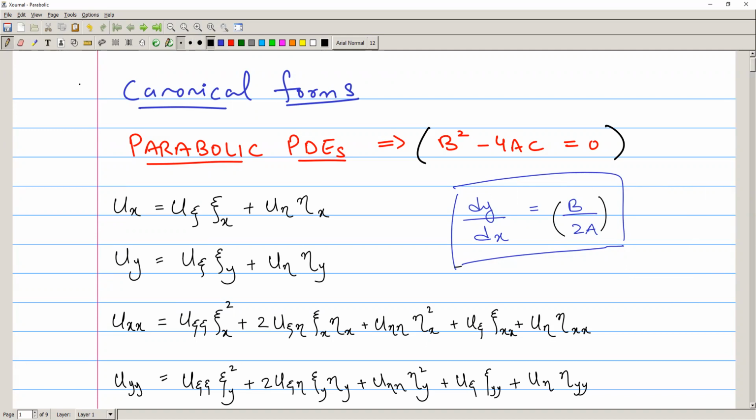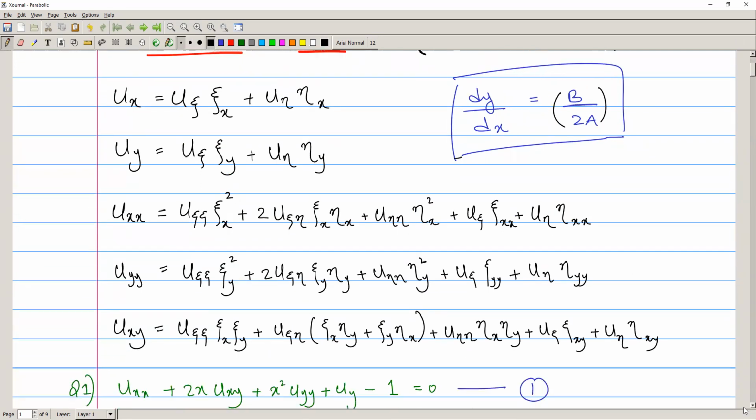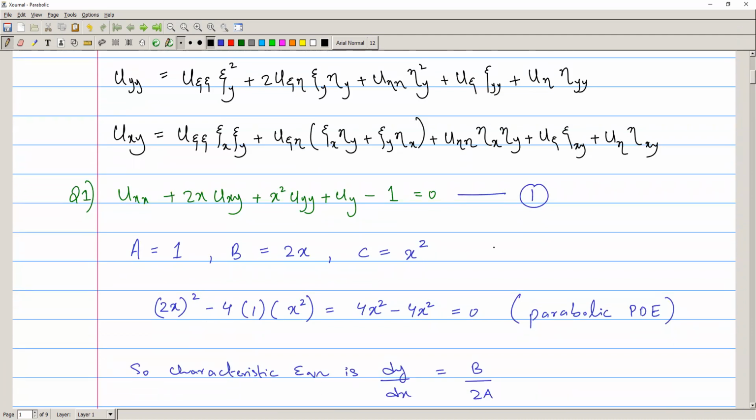So now let's talk about some examples, because the rest of the things are the same: ux, uy, uxx, uyy, uxy. Let's say the question given is: uxx plus 2x uxy plus x squared uyy plus uy minus 1 is equal to 0, right? The first thing we need to do is apply the discriminant rule, so we'll check whether this is equal to 0, greater than 0, or less than 0. The coefficient of uxx is 1, the coefficient of uxy is 2x, the coefficient of uyy is x squared. We put the respective coefficients into the equation and see that this is equal to 0. So this is a parabolic equation.